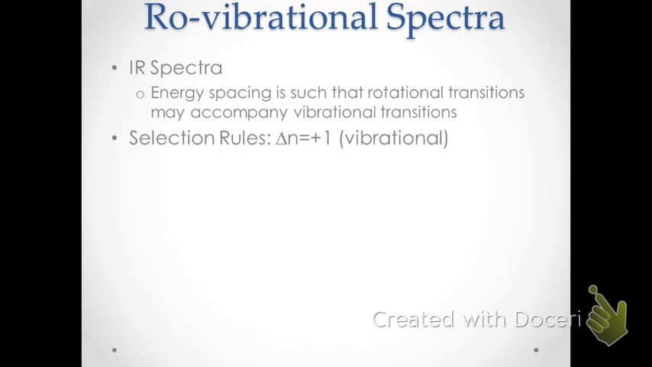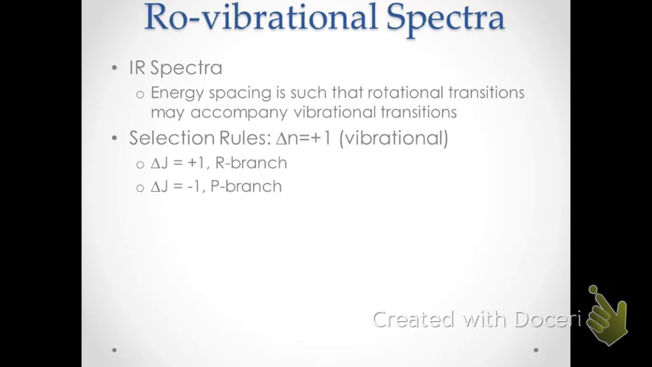Basic selection rules for vibrational transitions are as they were when we talked about vibrational spectroscopy earlier. Delta n, representing the vibrational quantum number, is equal to ±1. In the case of rotational transitions, the rotational quantum number can change by +1. This represents what we will call the R branch. We'll talk about this later.